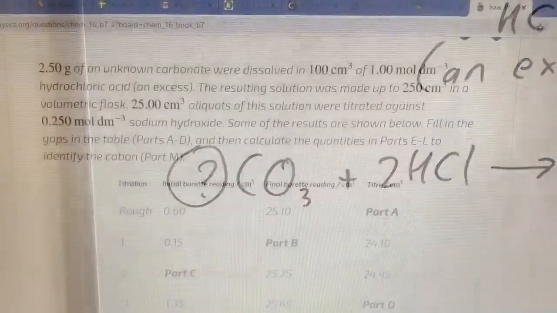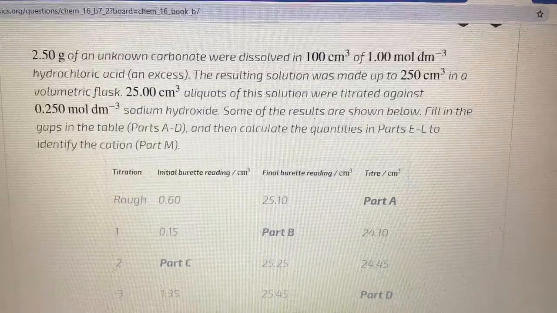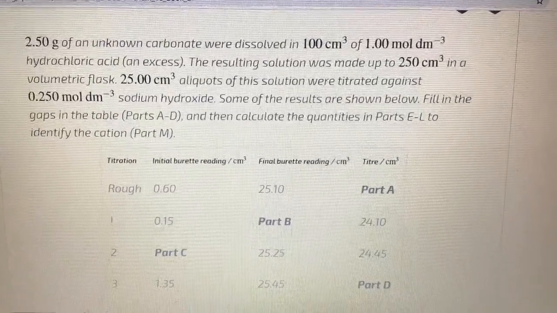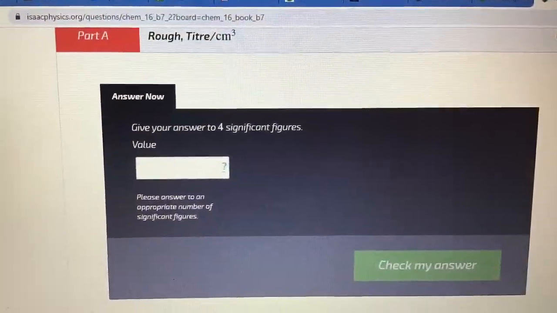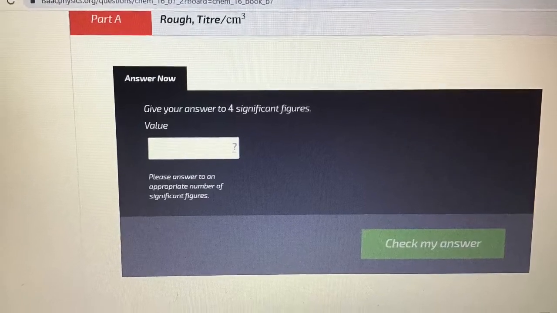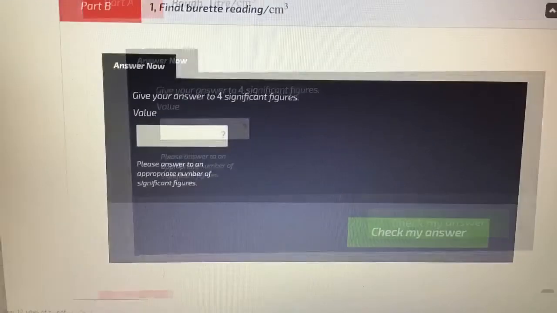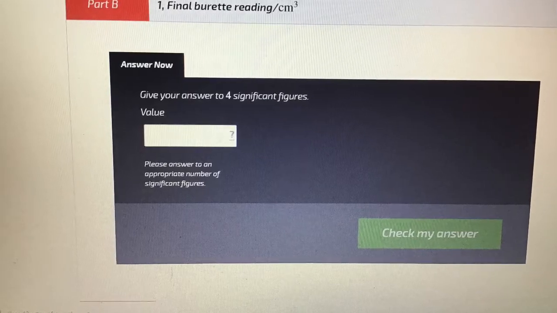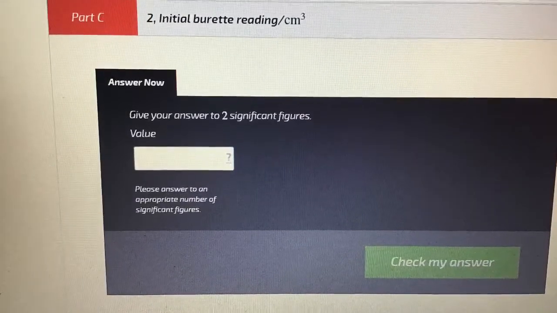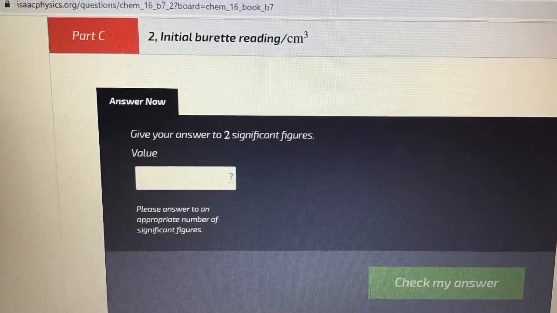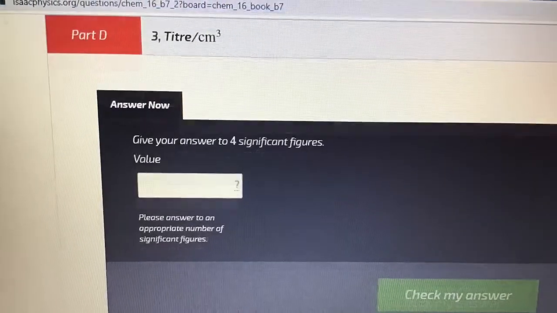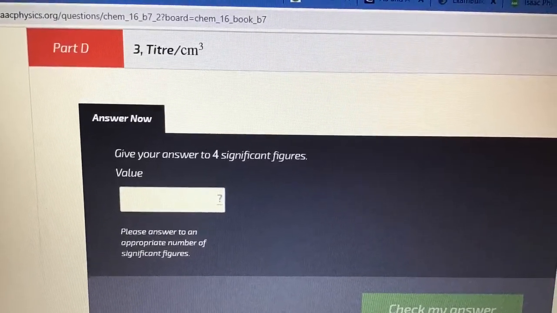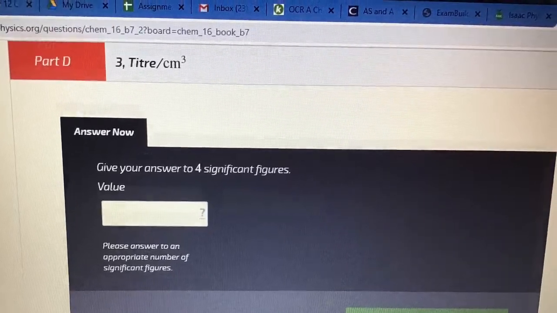So let's do it. So here's the problem as we see it in Isaac chemistry. And we're asked to calculate the values that should go into the titration results table. And as you can see, we're always giving the answer to 4 significant figures for all the burette readings or the titras. And remember, titra just means the volume that was added from the burette.